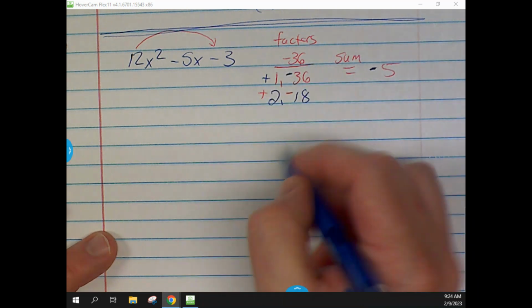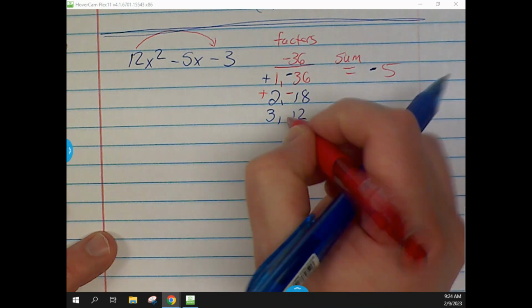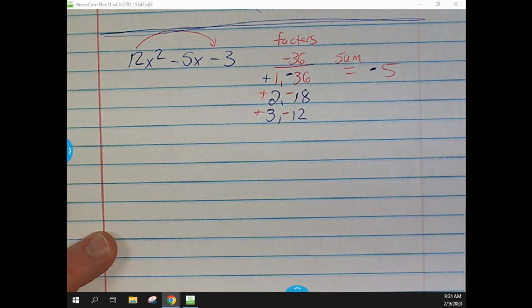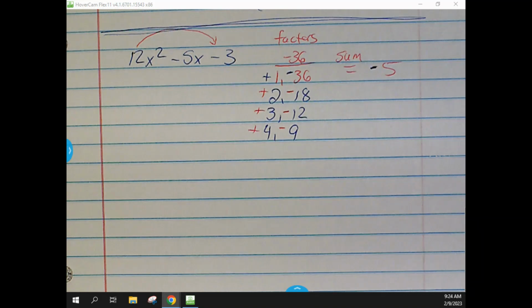That didn't work. So if we go 3 and 12, that's not going to work. If we go 4 and 9, I heard some people talking earlier. They were like, "Yeah, it's going to be 4 and 9." So now we've got our factors. We know it's going to be 4 and 9.